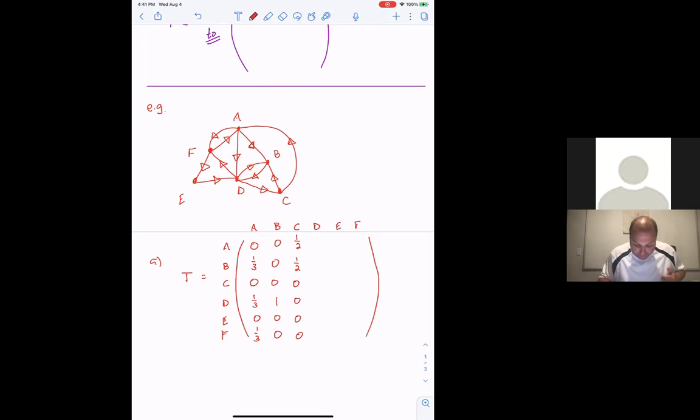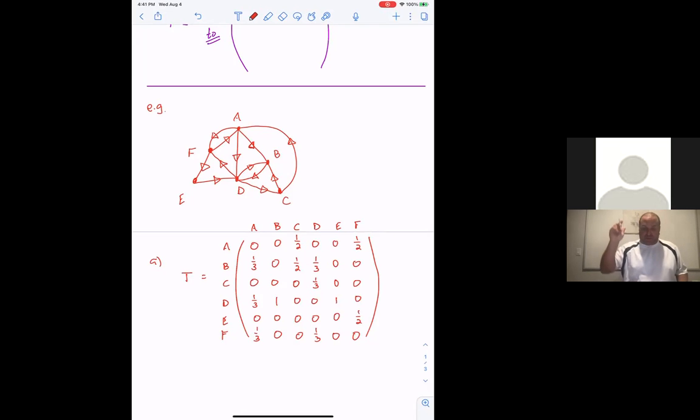D can go to B, C, or F with 0% chance anywhere else. E can only go to D. And F can go to A or E. So that is the transition matrix.